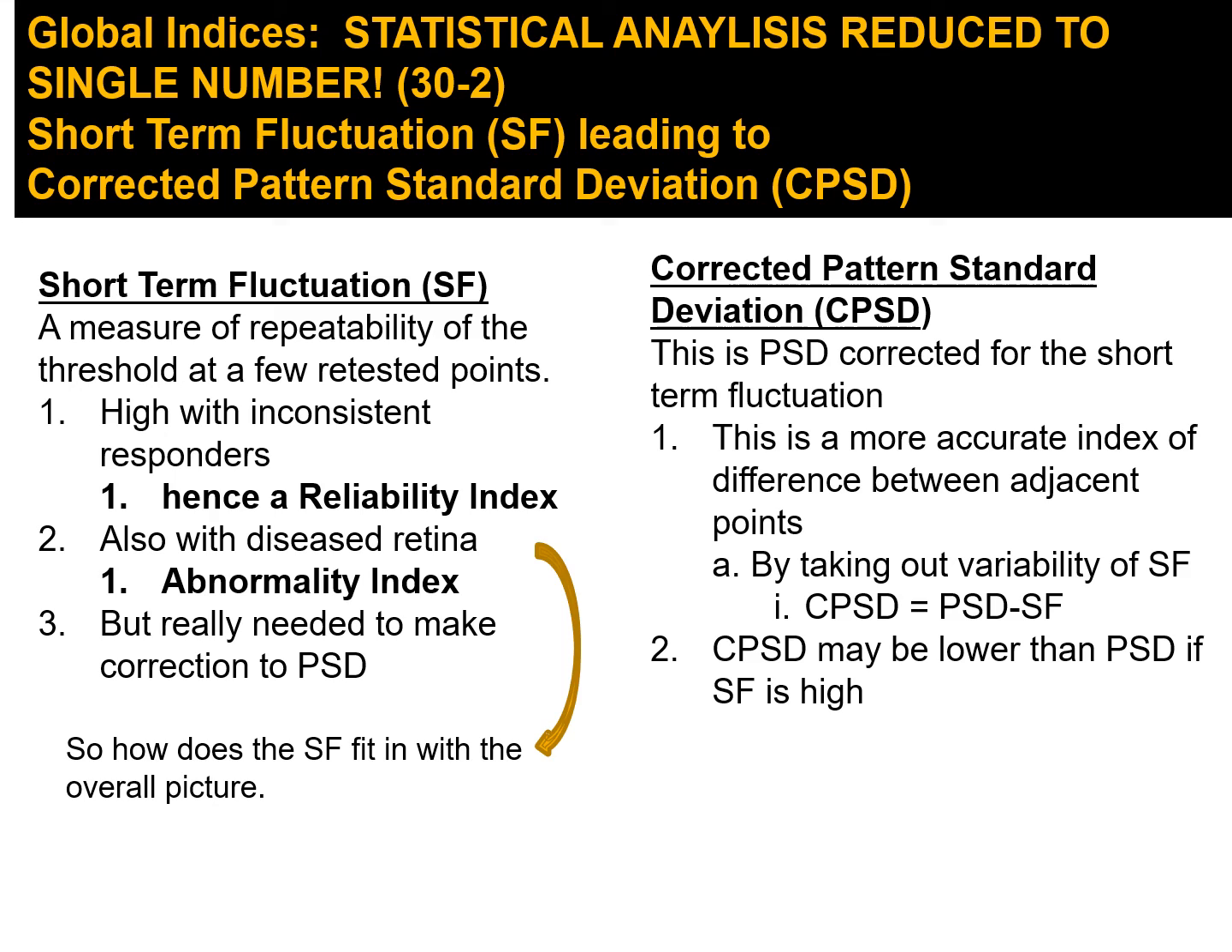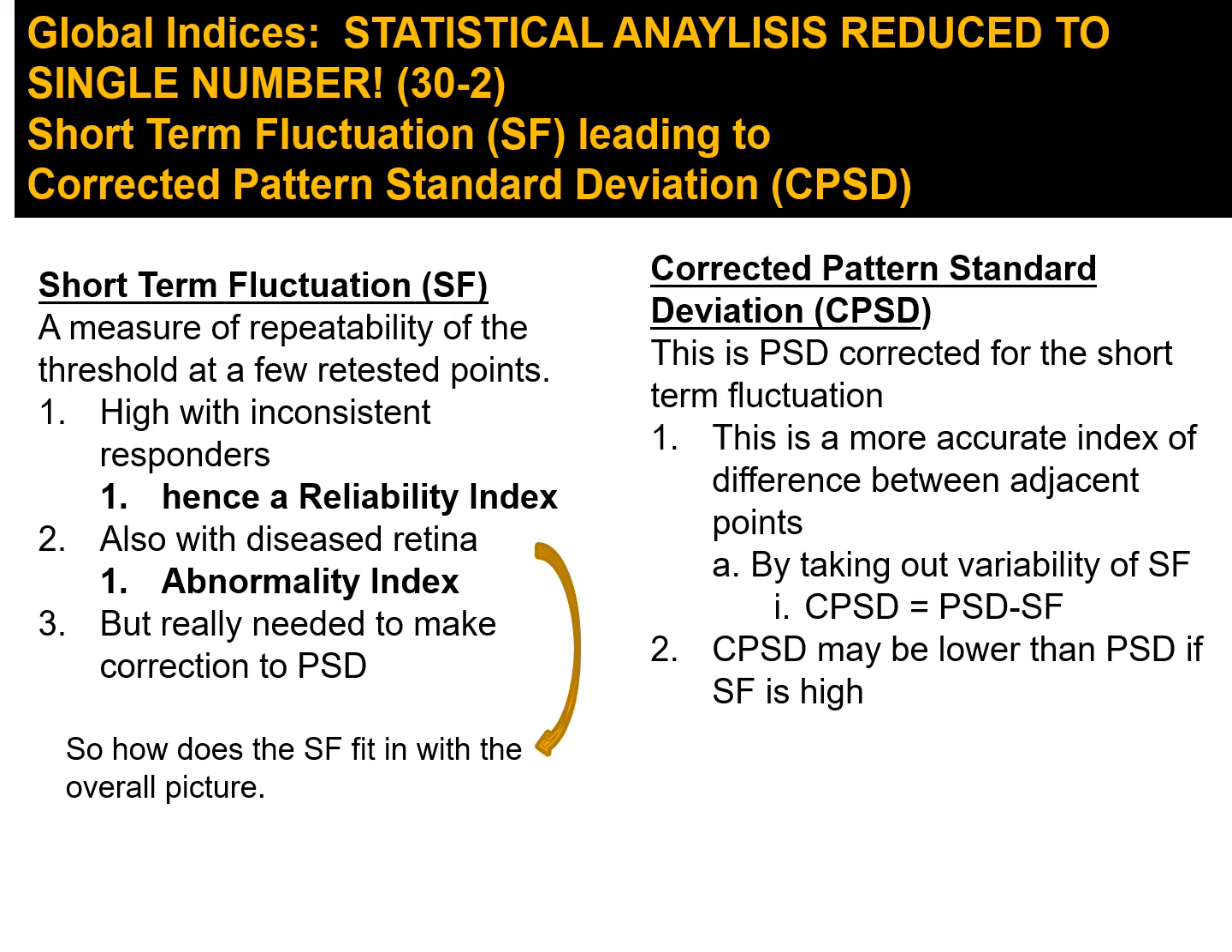But with this, you've got to look at the overall picture. Does it fit in with what you're expecting? Is the short-term fluctuation that you're reading a reliability index because you don't trust the field? Or is it there because you're already very suspicious that there's a glaucomatous loss anyway, and that's why it's there? But its main reason, as I said, is to correct for this.